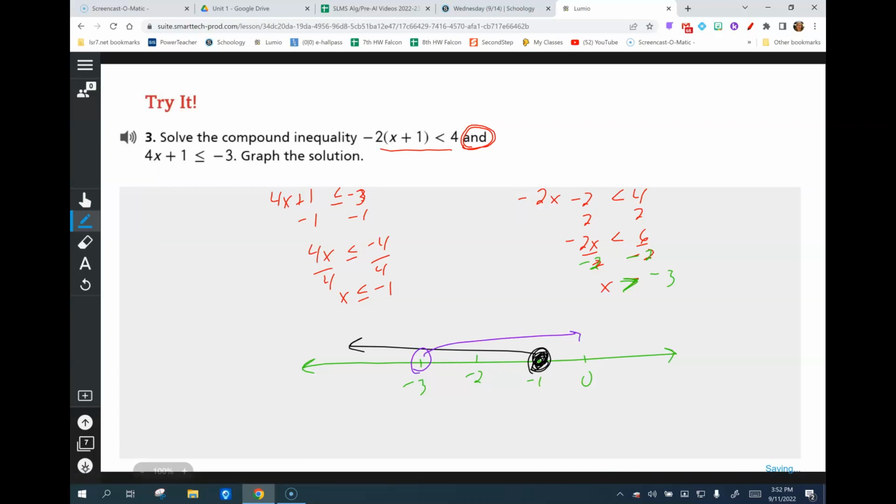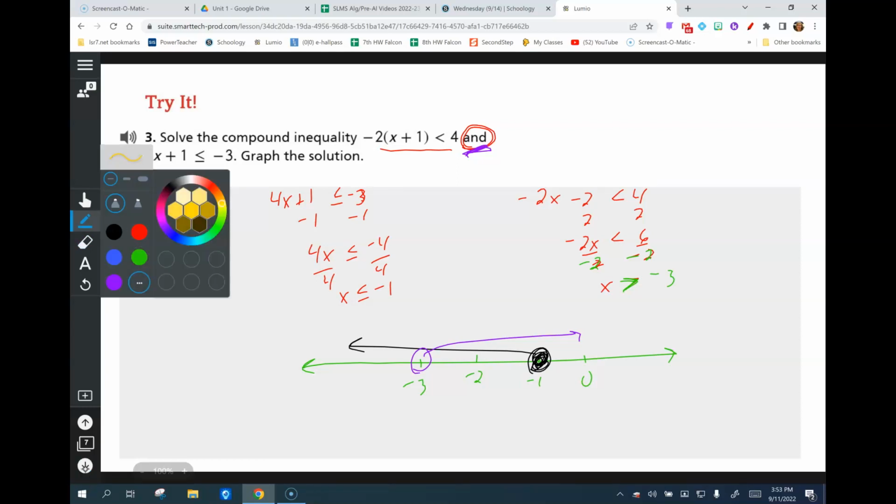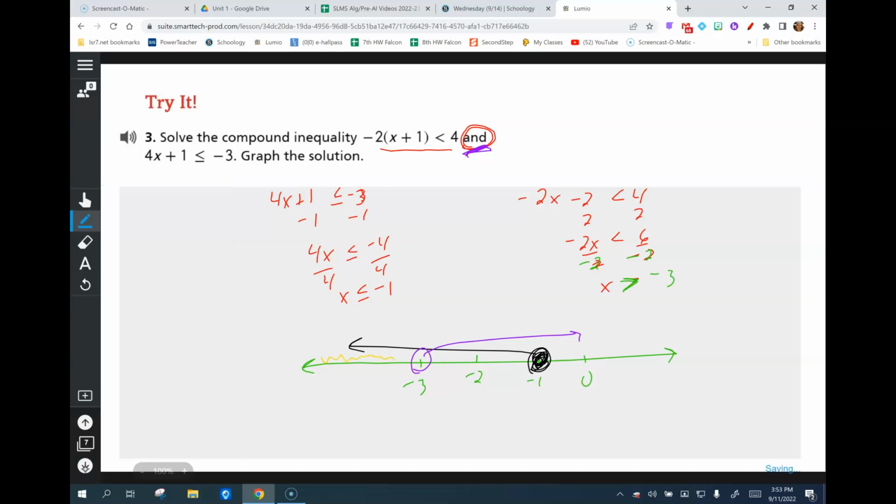Okay, now this is where and comes into play. And means where do they have the stuff in common? So where do they have in common? So do I have this in common? Is this what I have in common? Nope, that's just for one of the graphs. Do I have this in common? Nope, that's just where one of the graphs is. What do they have in common? Right through here. So that is my graph, is just this stuff right here.